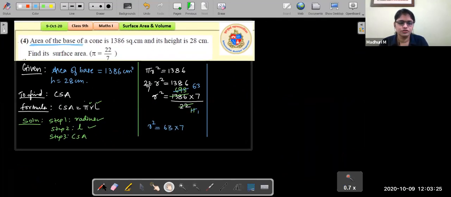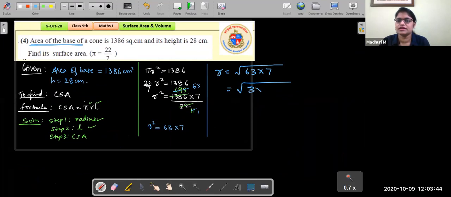So we are supposed to find the square root. So r is equal to the square root of 63 into 7, right? We will have to put a square root on the other side. Now factor out this 63. 9 times 7 is 63, right? And we know 9 can be further factored as 3 into 3, into 7 into 7.